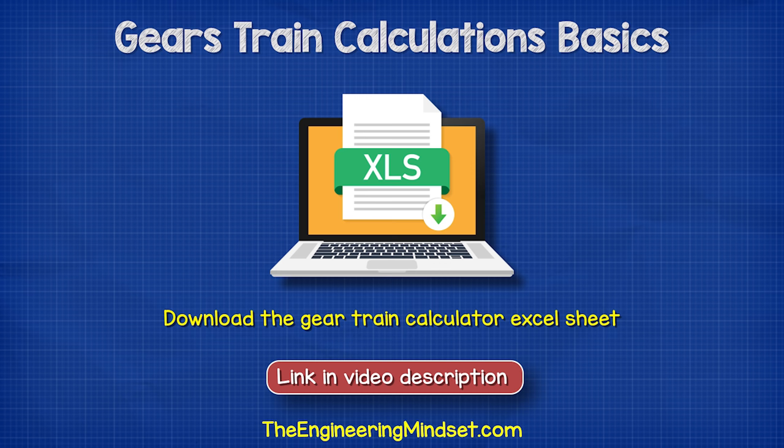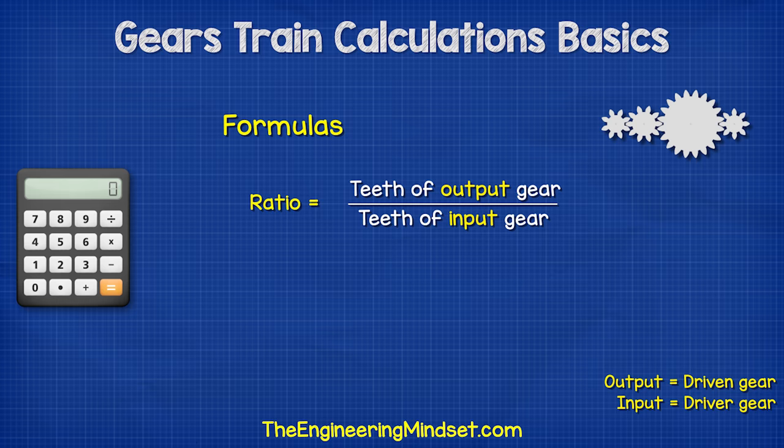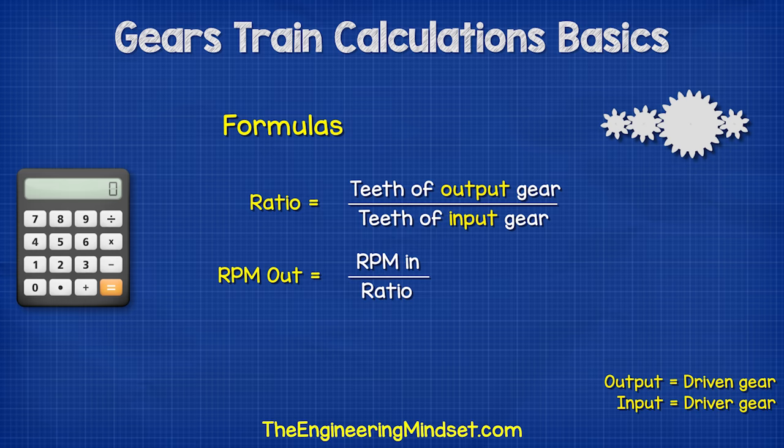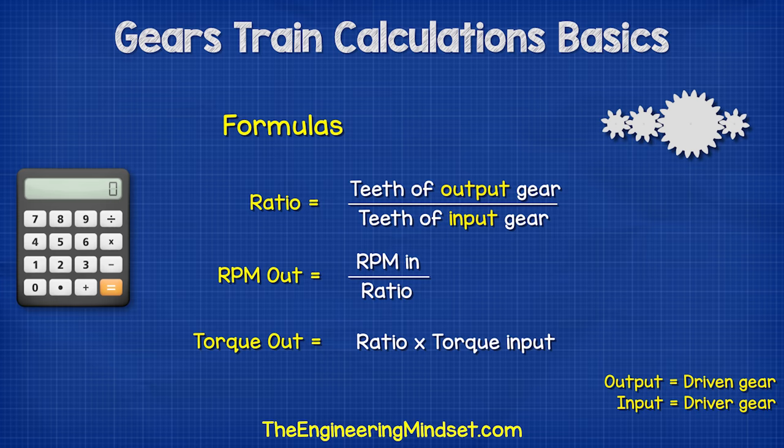We're going to use the formulas: ratio equals teeth of the output gear divided by teeth of the input gear. RPM output equals the RPM input divided by the ratio. And finally, torque output equals the ratio multiplied by the torque input.